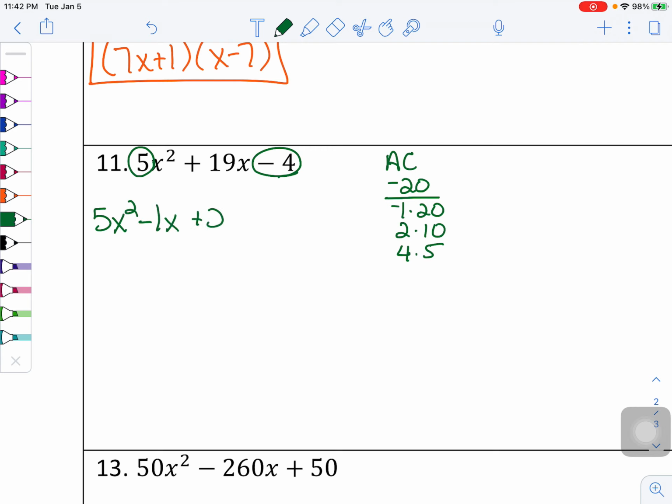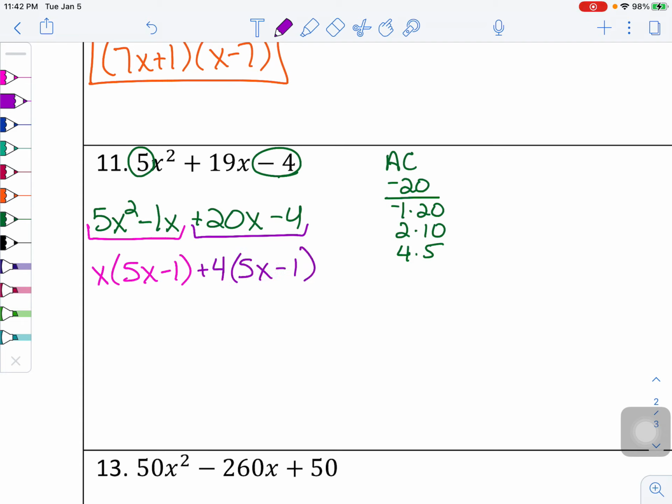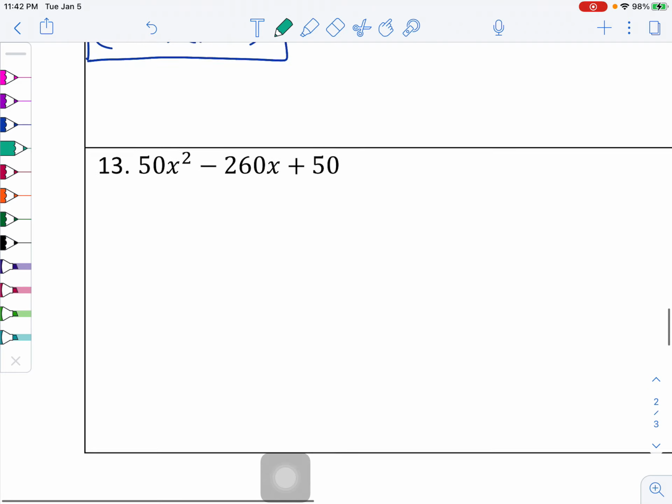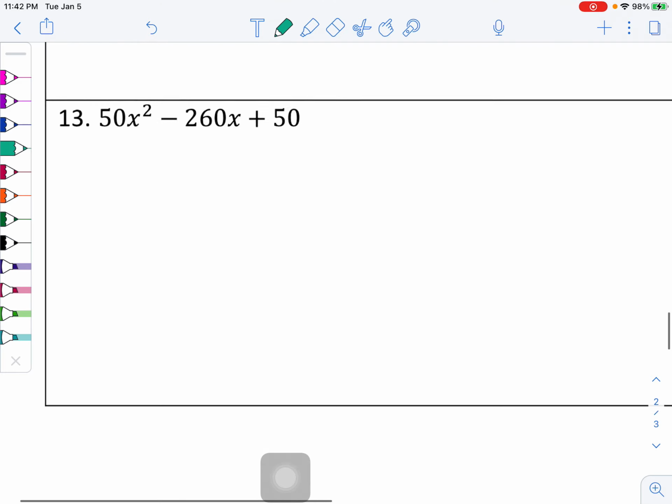So 5x squared minus 1x plus 20x minus 4. So that creates the 4-term polynomial that we can now group. So let's group up the first two. They share an x, 5x minus 1. I'm going to group up the second two. They share a positive 4. So 5x minus 1. My two sets of parentheses match. So 5x minus 1 and then x plus 4. There we go. All right, number 13, which I think is the last one.